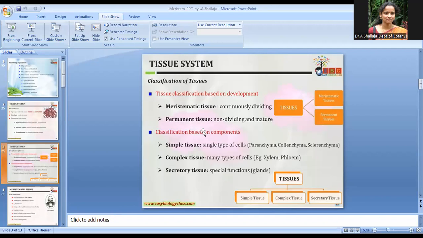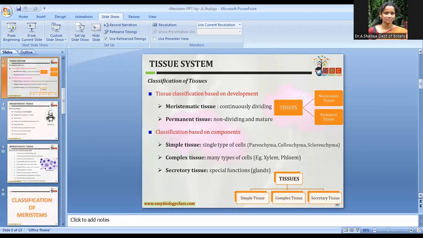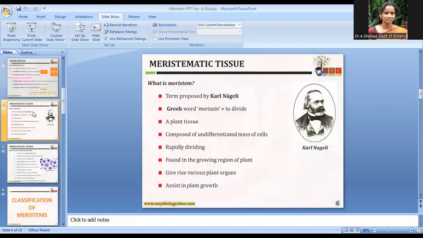Next, we are coming to the complex tissue. It has many types of cells. Xylem and phloem, with different types of cells, are complex tissue. Secretory tissue has special functions, such as glands; some special types of tissues are there. So based on the components, three types are there. And next, what is the meristem?